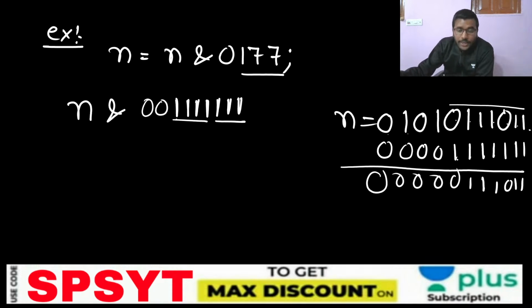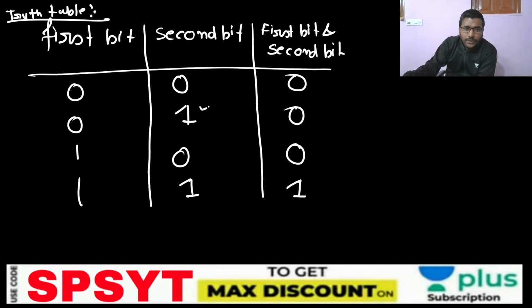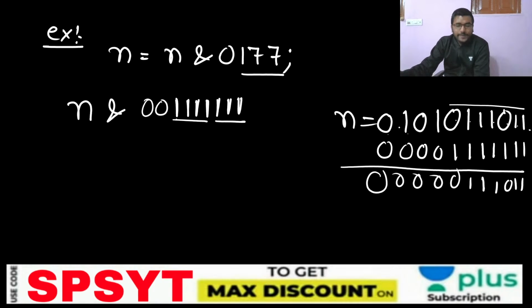Because if you are doing 1 with anything else, see, 1 here is 1. Whatever it is there, it will be whatever it is there, okay. Because if both are 1, then only. Is it clear? So there we are going to use.